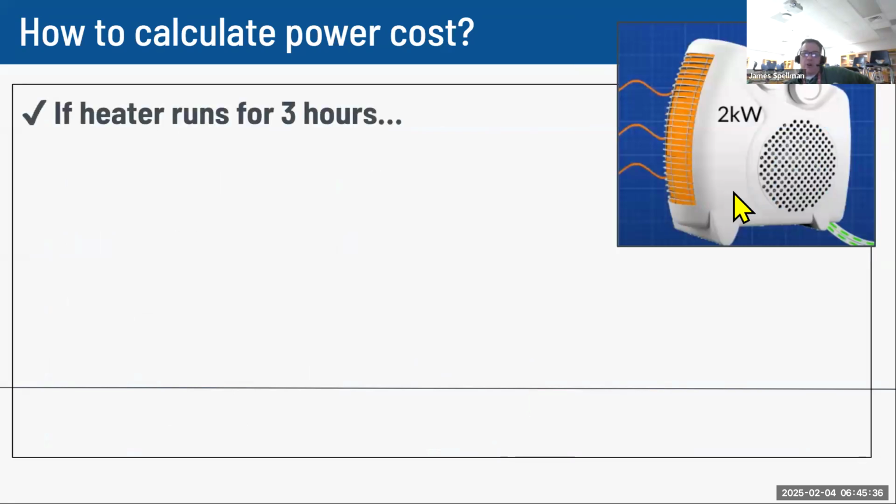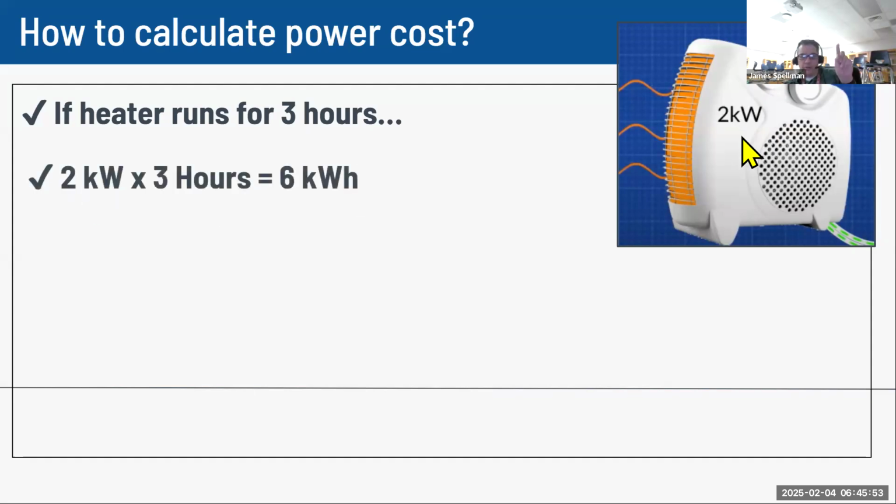So here's an example. I've got a heater. I notice on this heater that it's a 2 kilowatt heater, 2,000 watts. If I run it for 3 hours, how much does it cost? Again, we have to do three things to get the cost. I've got the kilowatts, number one. I've got the time, which is 3 hours. So I multiply those two things together, and that gives me 6 kilowatt hours.